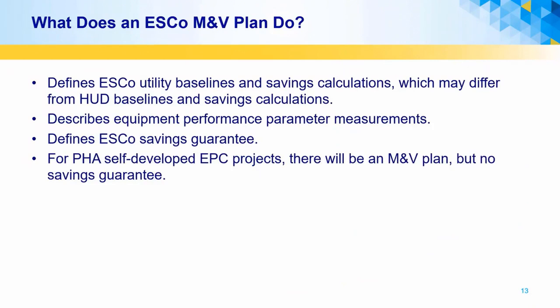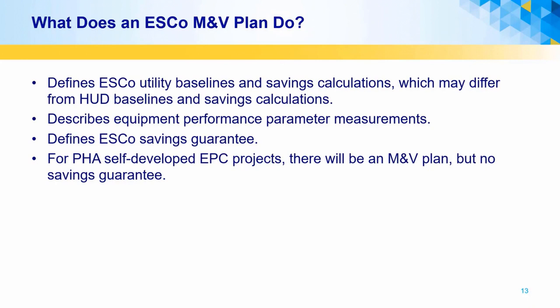One of the key things that an ESCo M&V plan does is define the main utility baselines in the savings calculation process. Neither the ESCo nor the PHA can control future utility rates. Therefore, the ESCo contracts will typically establish a contract rate for future utility costs. This is typically based upon current rates at the time that the contract is executed, multiplied by an annual inflation factor agreed to by the PHA.